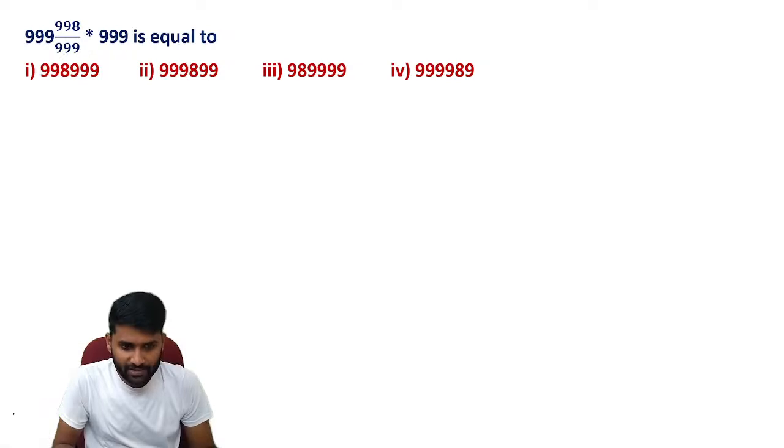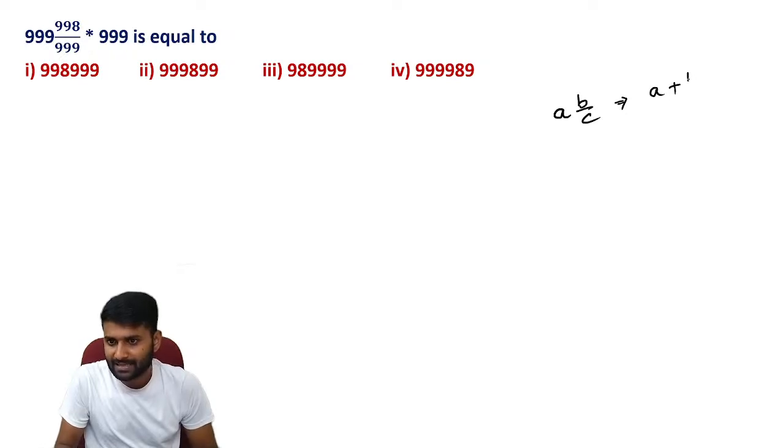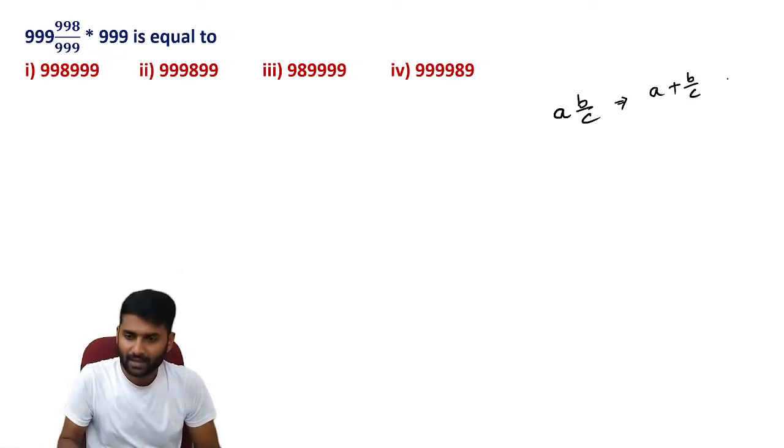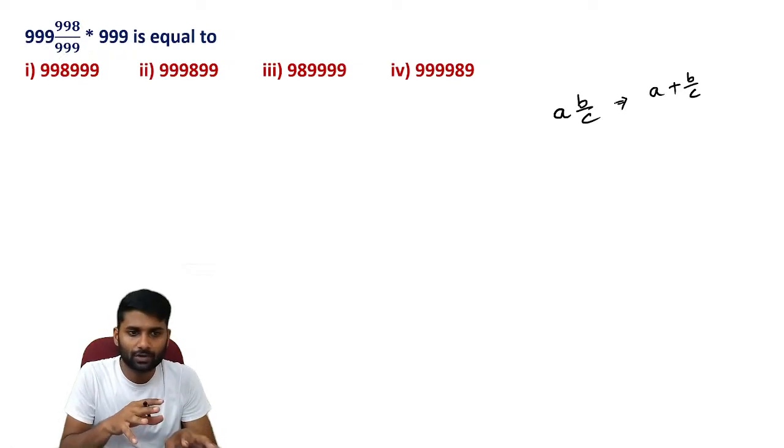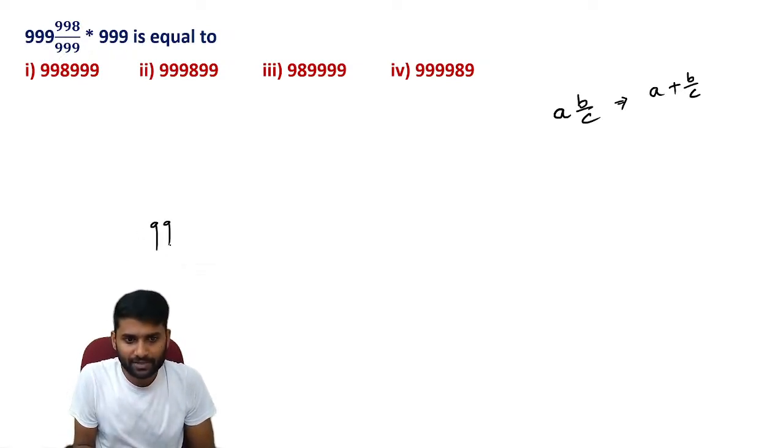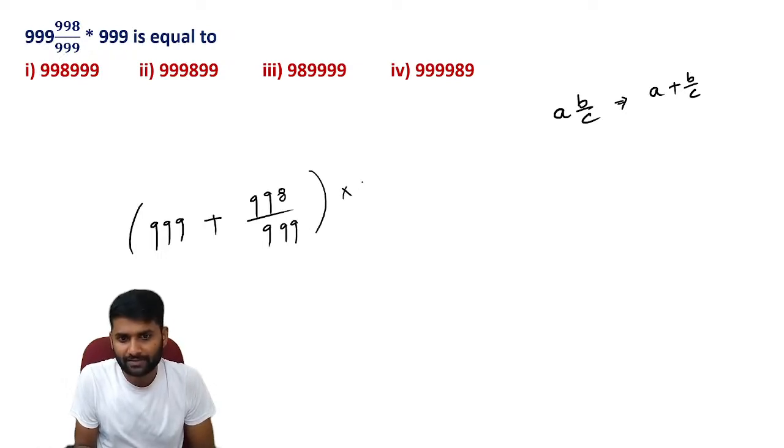Just see the simplification. You know the mixed fraction a b by c can be represented as a plus b by c. If you know this conversion, you can solve this kind of question. Let's write down this information: 999 plus 998 divided by 999, multiplied with 999. For better understanding, let's take one more step.